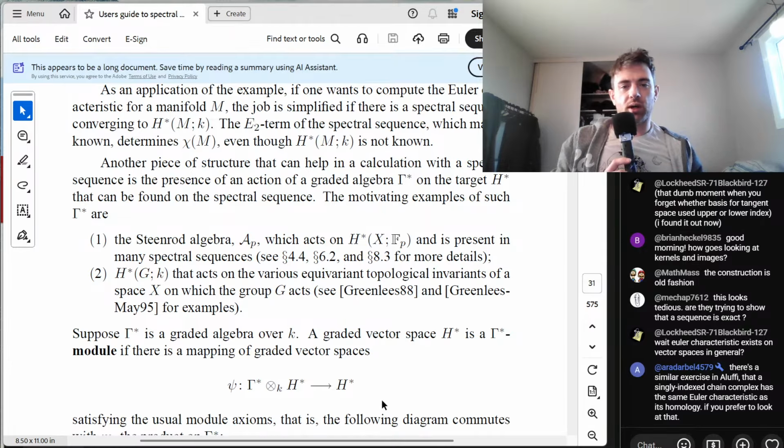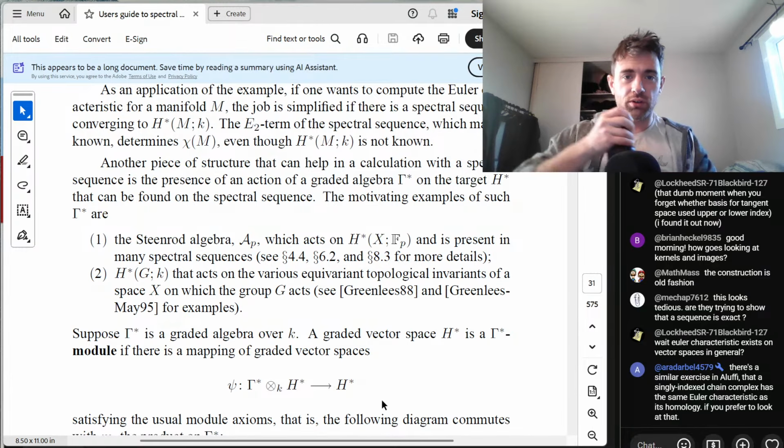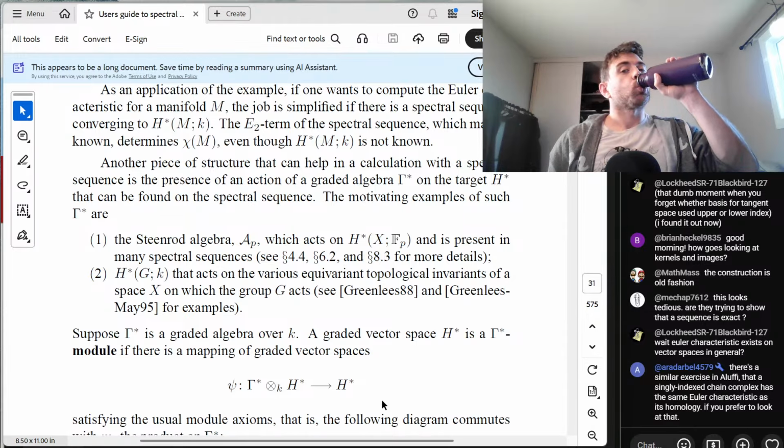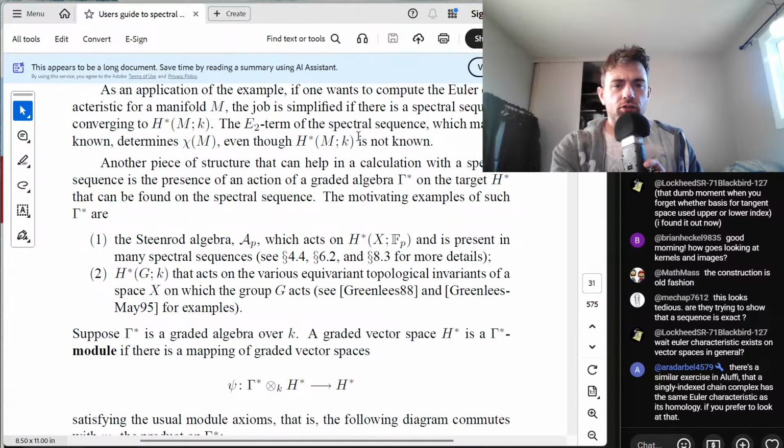Well, I'm happy with where we are in the document. Okay, as an application of this example, if one wants to compute the Euler characteristic of a manifold, there you go. The job is simplified if there is a spectral sequence converging. So the E2 term of the spectral sequence, which may be known, can be used to determine the Euler characteristic even if our cohomologies are not known.